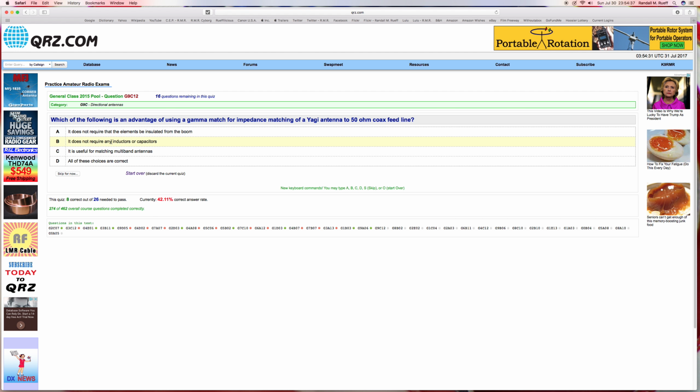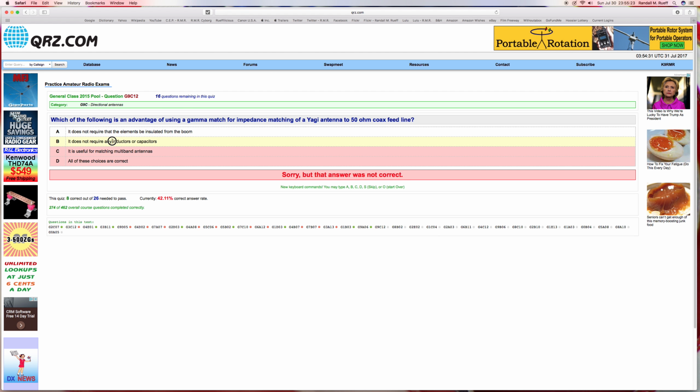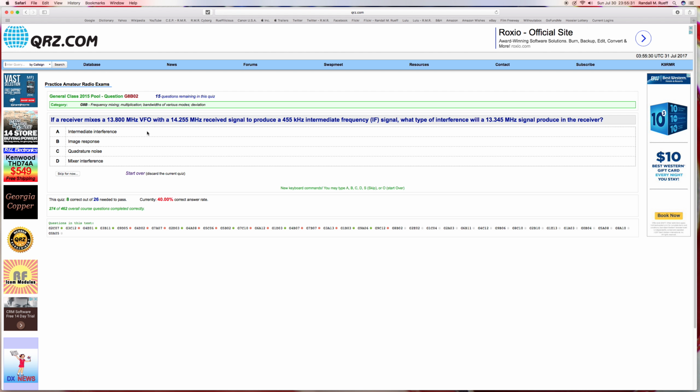Which of the following is the advantage of using a gamma match for impedance matching? Okay, let me think about this one. Which of the following is an advantage of using a gamma match? Multi-band, I want to say multi-band antennas. Oh, these are great. Detectors are good. It does not require insulated from the boom, okay, insulation. Feed line. Insulation. Feed line.